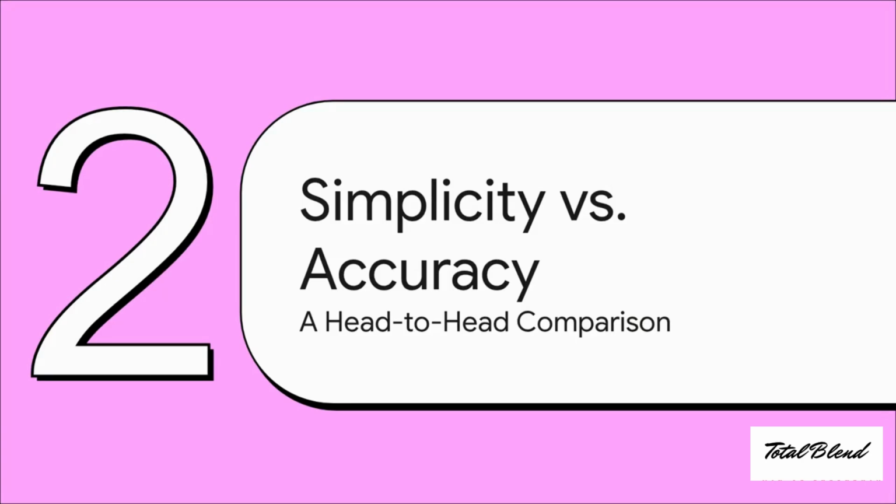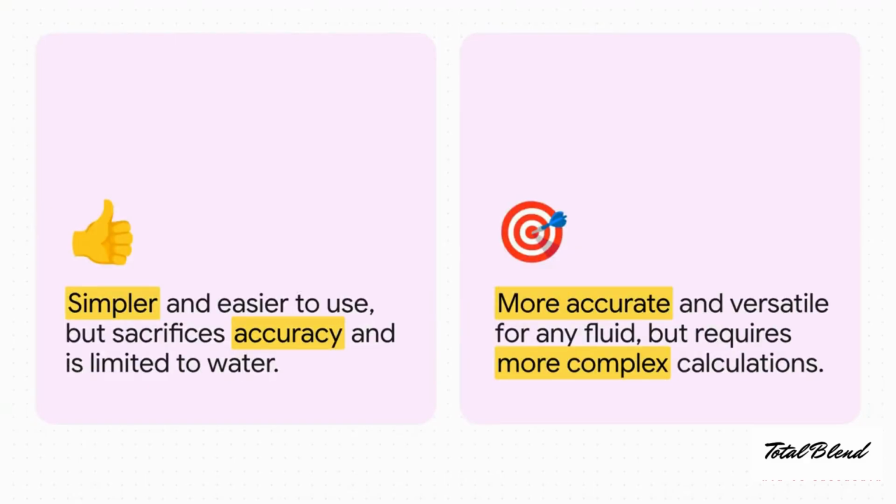All right, introductions are over. Now it's time for the main event, a head-to-head battle. This is where we really see that classic engineering trade-off in action. Do you go for simplicity, or do you go for accuracy? It really all boils down to a fundamental choice. You've got the quick and simple approach with Hazen-Williams versus the precise and powerful approach with Darcy-Weisbach.